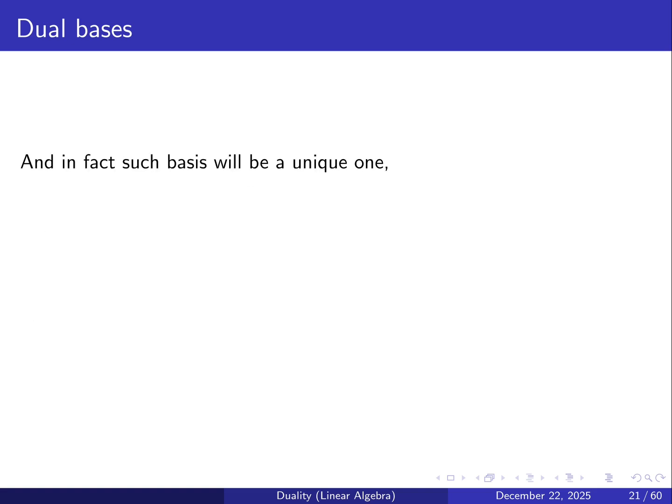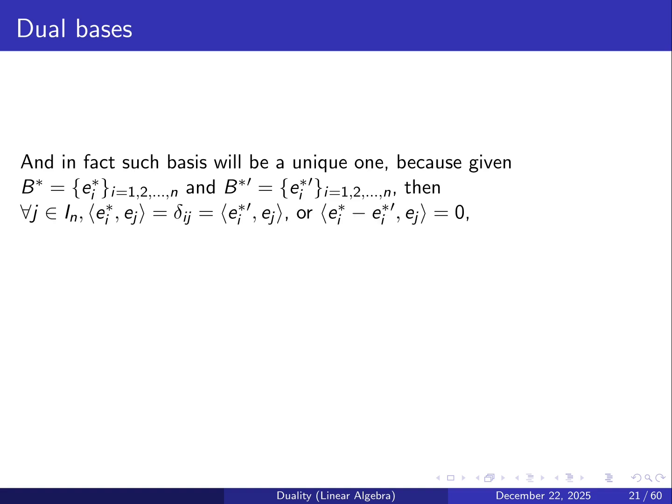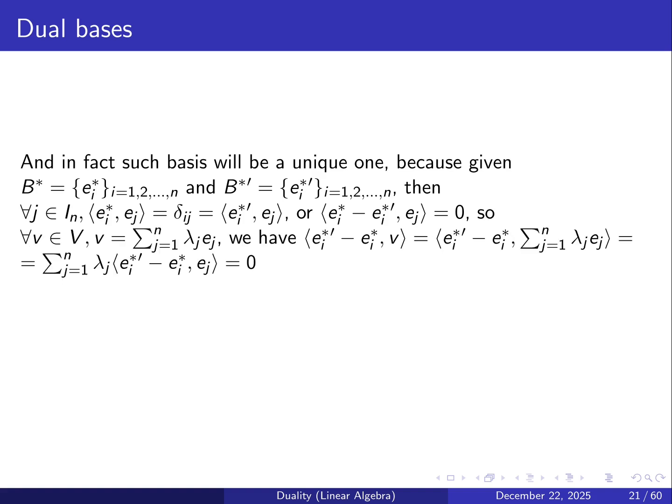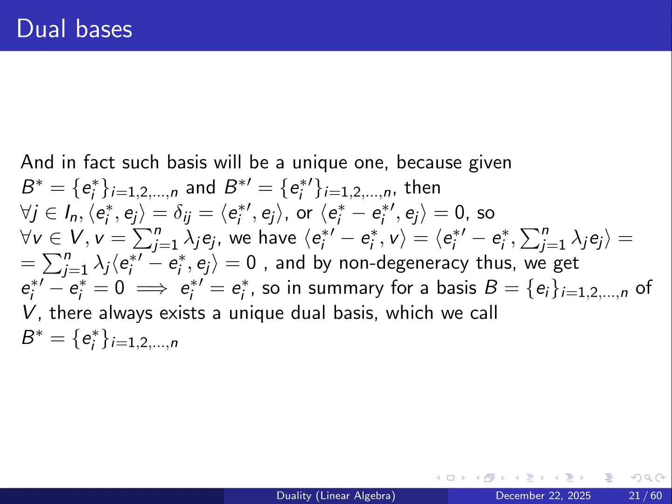In fact, such a basis is a unique one, because given two dual bases, we have that (e_i star minus e_i star prime) scalar product e_j is equal to 0. So in fact, for all vectors v, (e_i star minus e_i star prime) scalar product v will be equal to 0. By non-degeneracy, we get that e_i star minus e_i star prime is equal to 0, which implies that e_i star is in fact equal to e_i star prime.